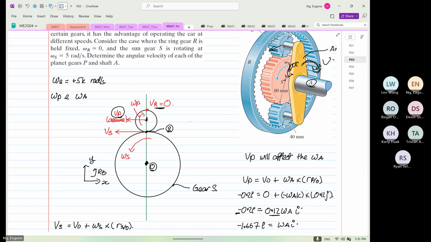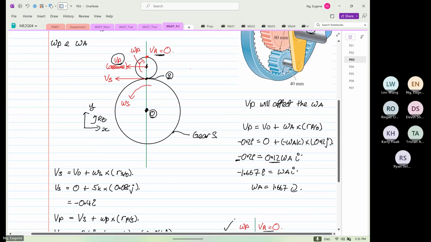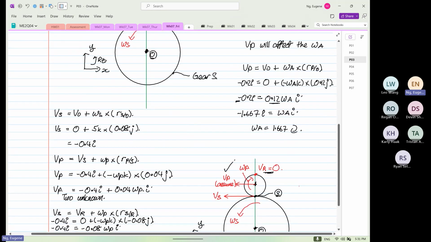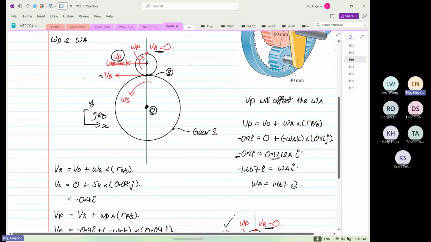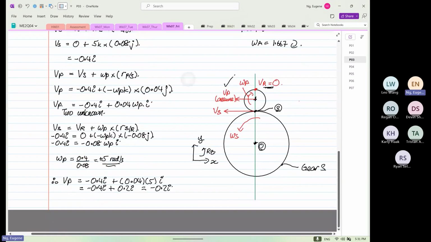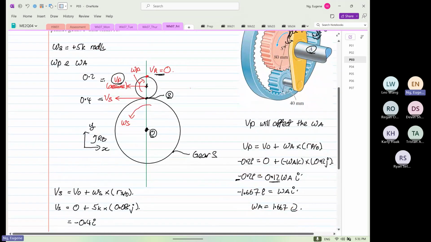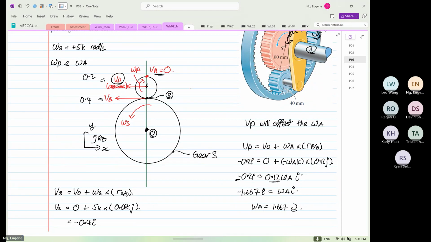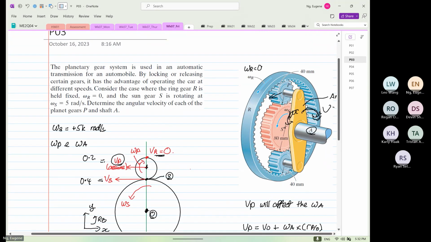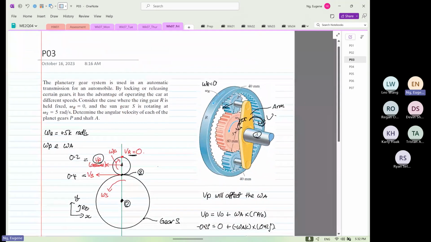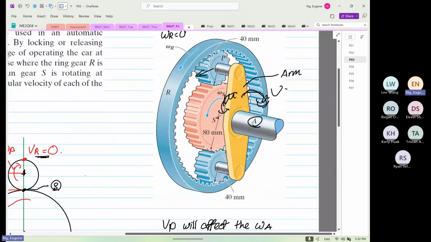So look at this. This over here is equal to 0.4. This over here is equal to 0.2. Yes or no? So the sun is going quicker than the planet linear velocity. So the rotation, you have to visualize it. Trust the math. It's correct, but sometimes you have to explain it physically.